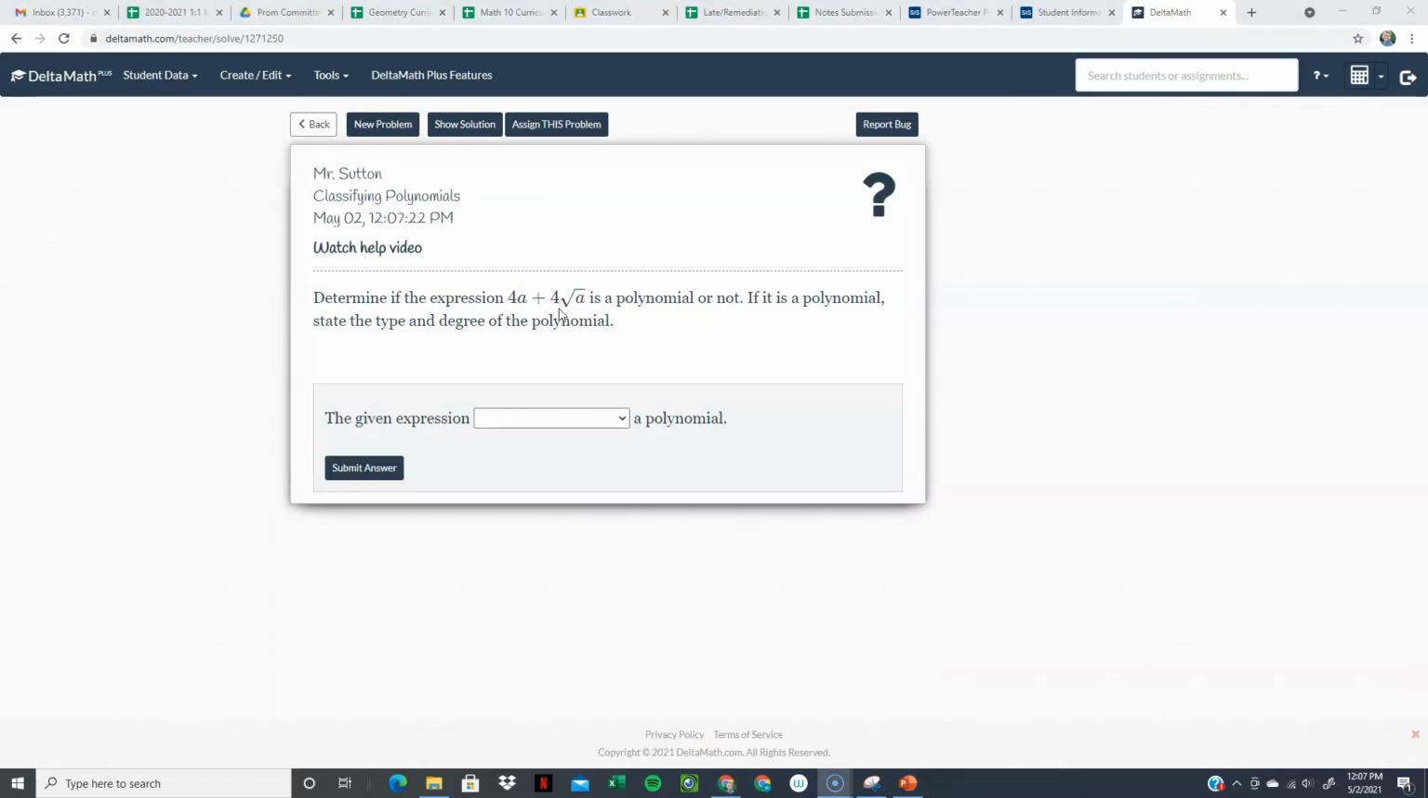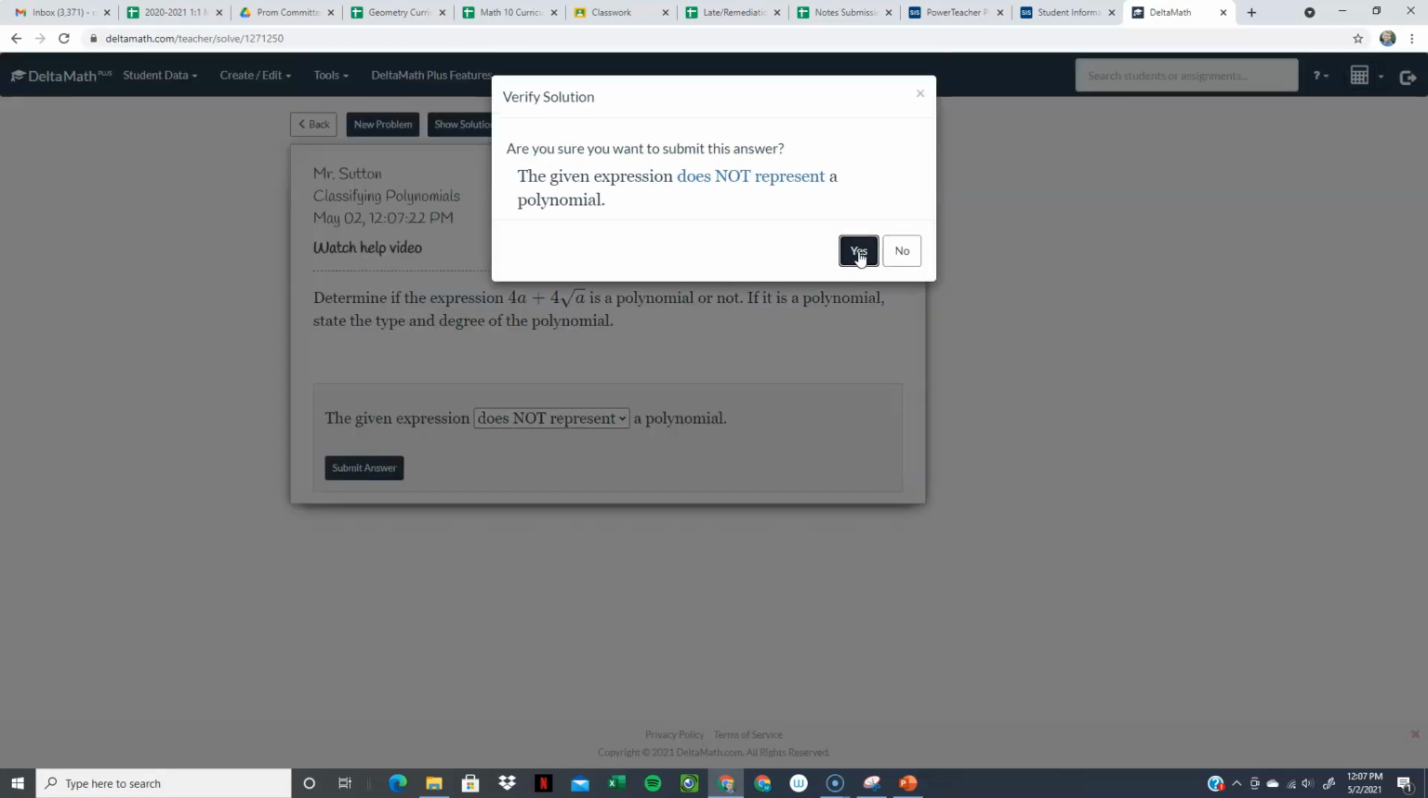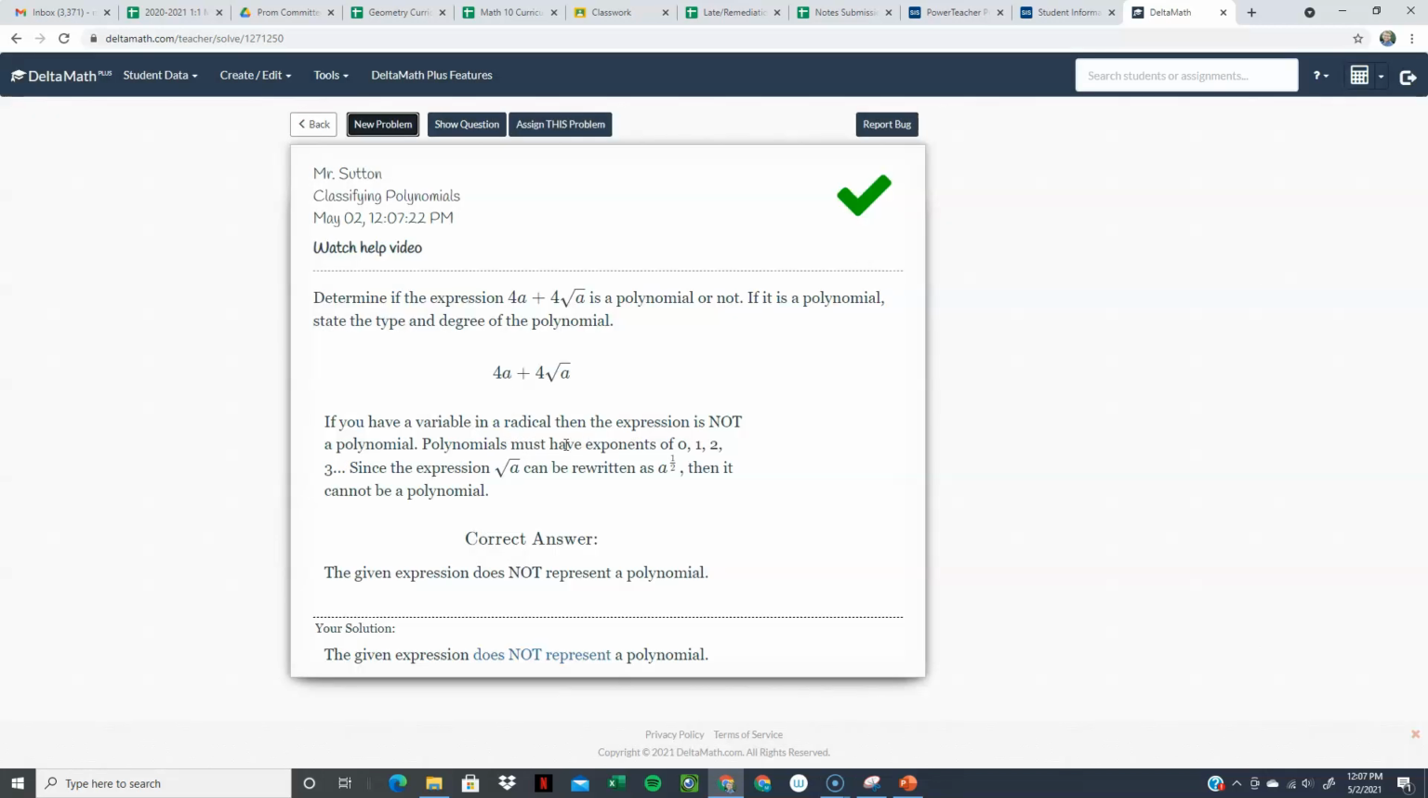All right, here's the example I was looking for. That's also not a polynomial. So this time the radical contains our variable. We have this a underneath the square root. So this is not a polynomial, because our variables have to be whole numbers, exponents of 0, 1, 2, 3, etc. Since the expression square root of a can be written as a to the 1/2 power, it cannot be a polynomial.